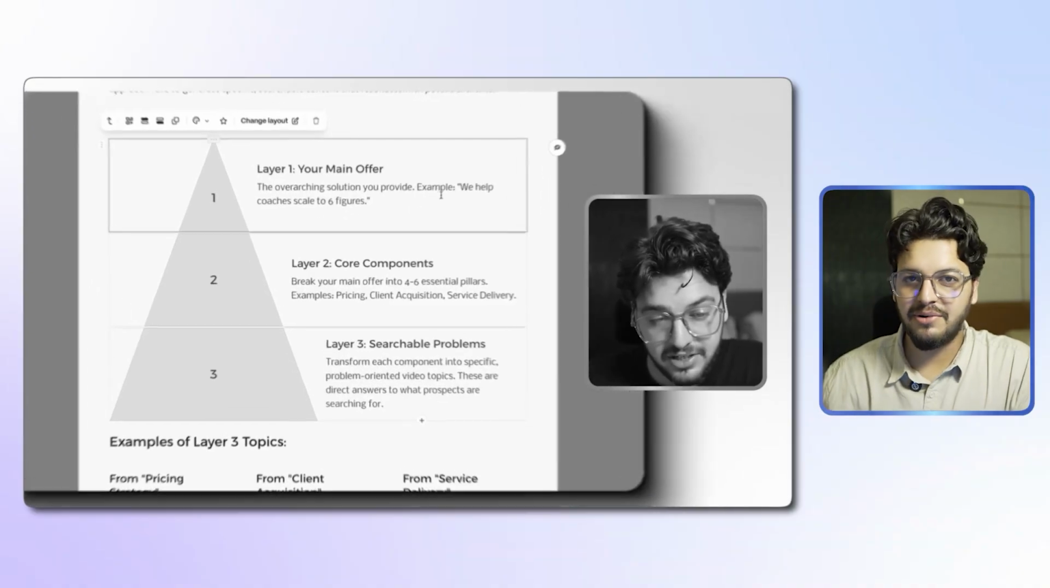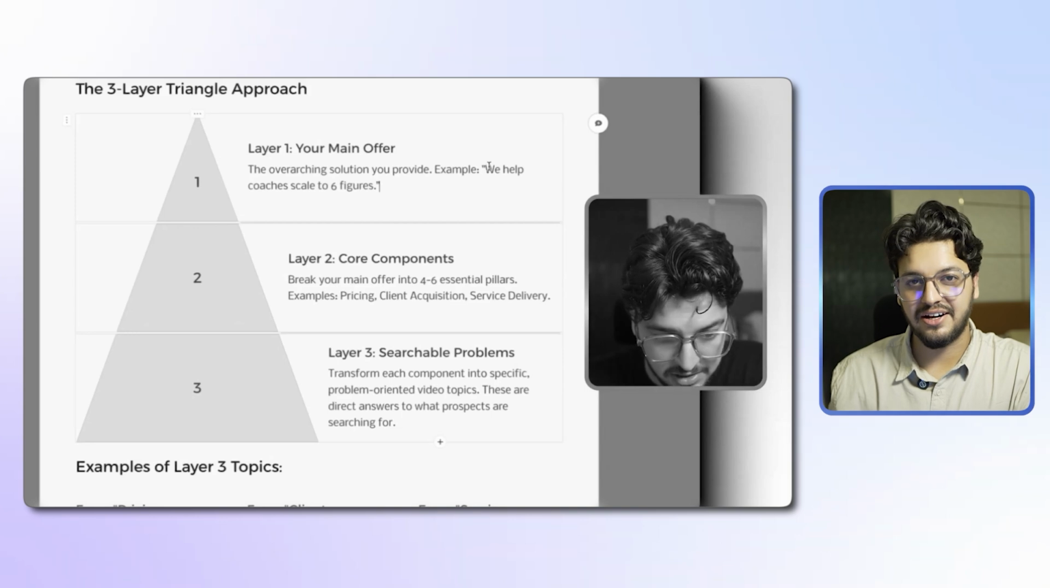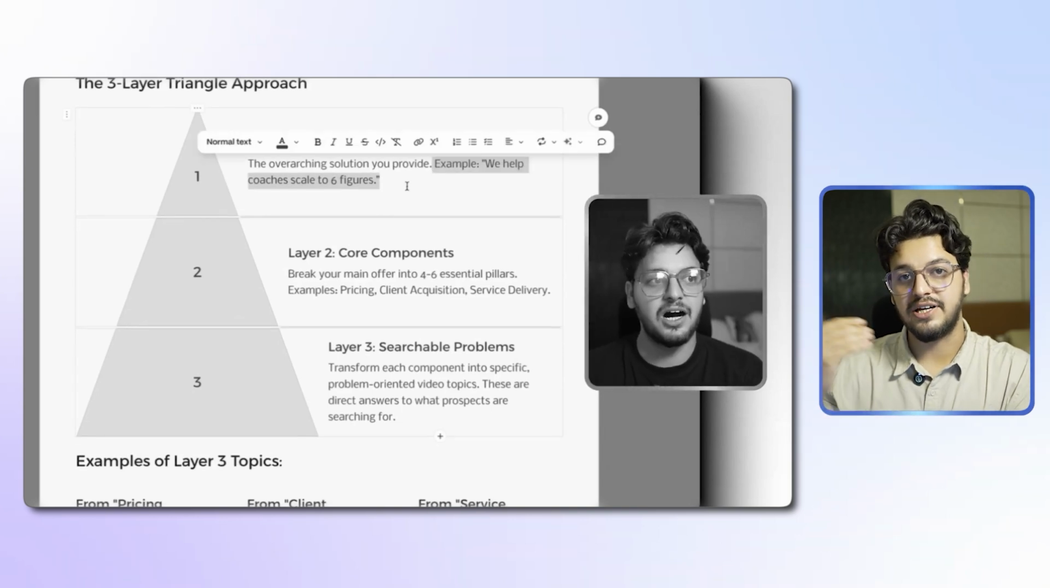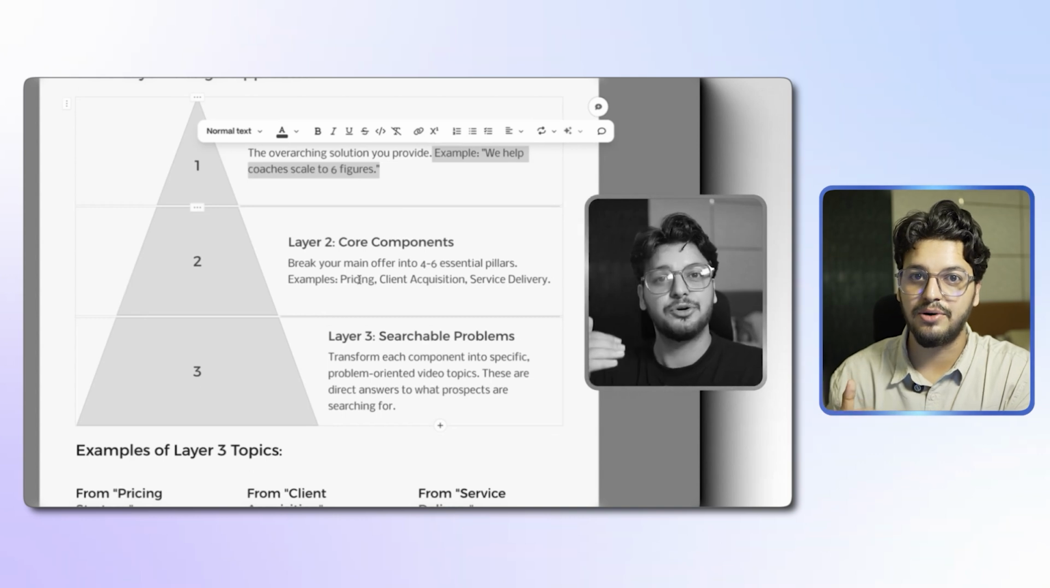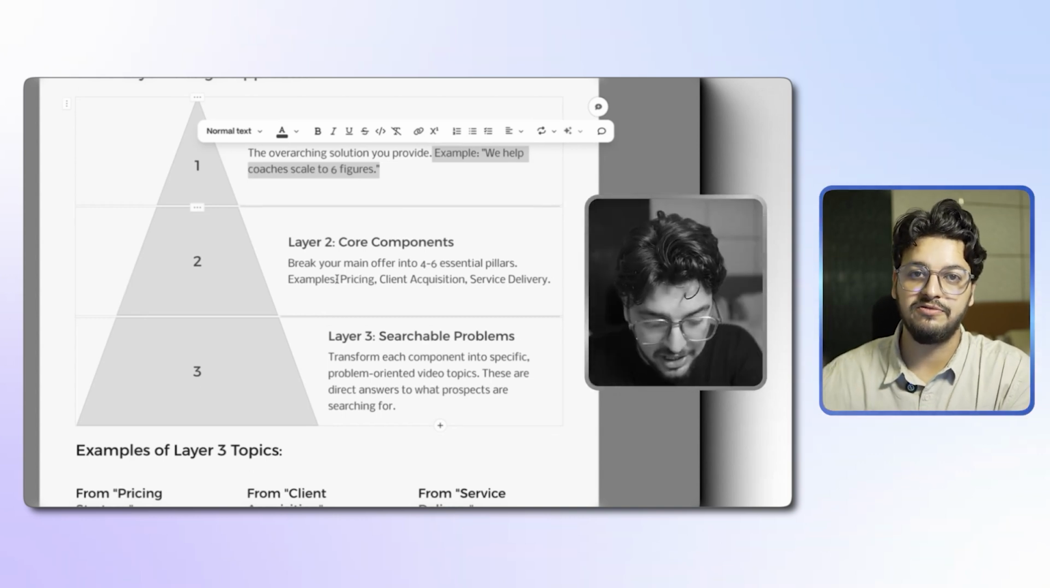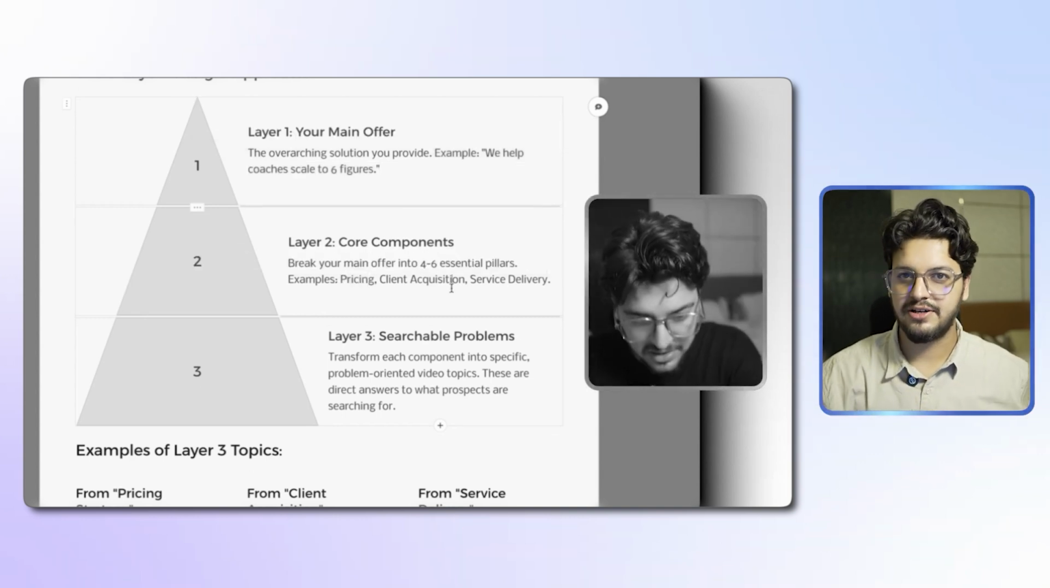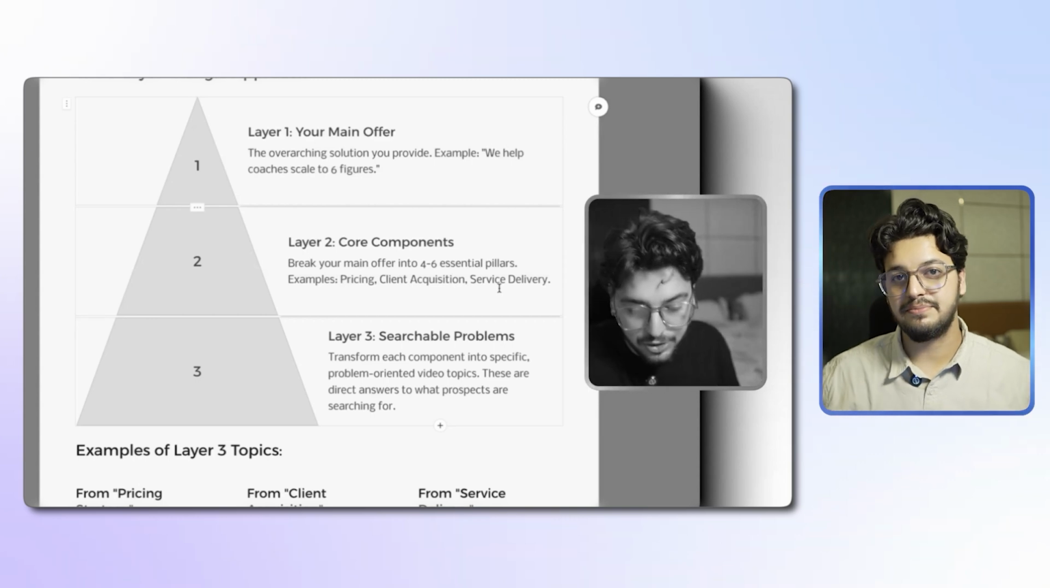But here's one more thing. It's not just about bullet points. You also need to make the same familiar advice that everyone has heard on YouTube feel new. Something I did on my last video: everyone knows how to pick the right video ideas for YouTube, but I made it feel completely new. Instead of just talking about it, I created a simple triangle diagram with layer 1 at the top as the main offer, layer 2 in the middle with the core components, and layer 3 at the bottom as the searchable problem video topics. So it's the same core advice, but the visual plus specific examples made it feel fresh.